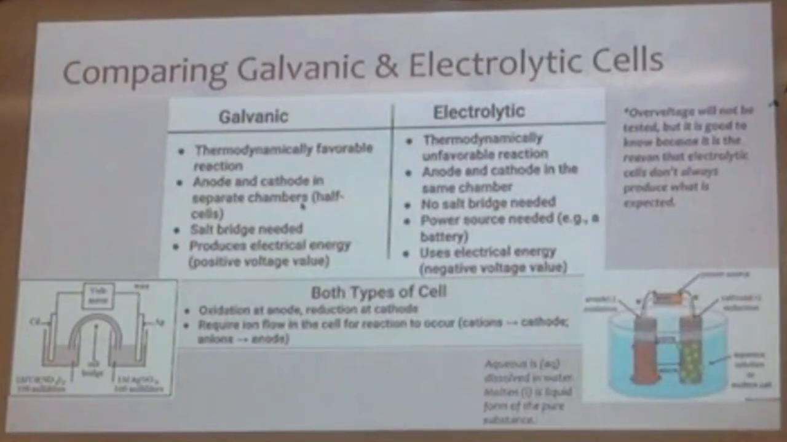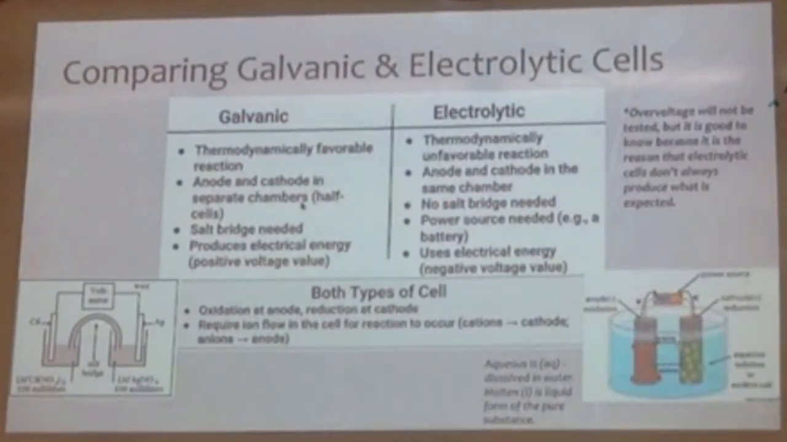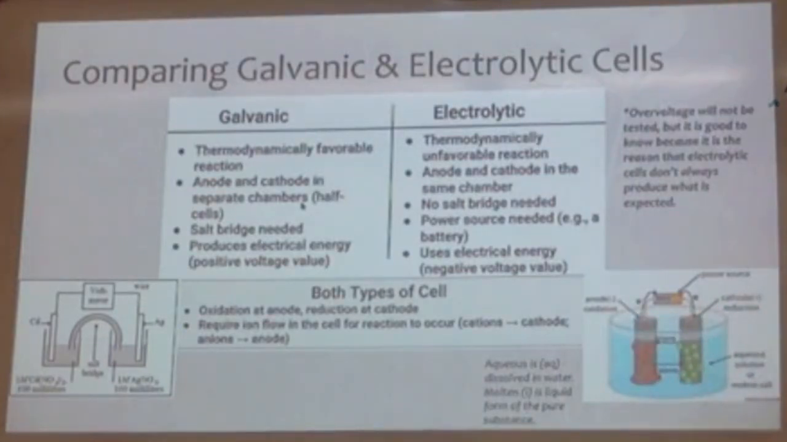Electrolytic looks like this, and you have this picture in your notes on the page before. It is an unfavorable reaction. It's not spontaneous. You have the anode and the cathode in the same container. I'm going to show you what it looks like with water. Or you can have a solution of a salt. So remember, aqueous, AQ, means that the substance is dissolved in water. Molten is liquid form. So if it's molten NaCl, it's liquid NaCl. Aqueous NaCl means NaCl is dissolved in water.